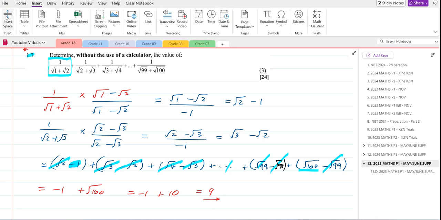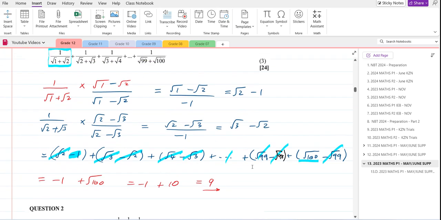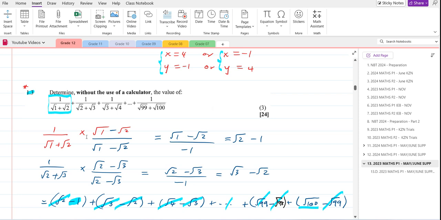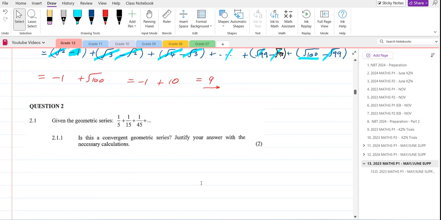So it wasn't even hard, it was just a pattern where you had to rationalize. Well, you could have got this answer by just putting each one into the calculator, but they said without the use of a calculator, so you need to show some working here to find a pattern. It's basically just cancellations happening. I hope you guys understood that.